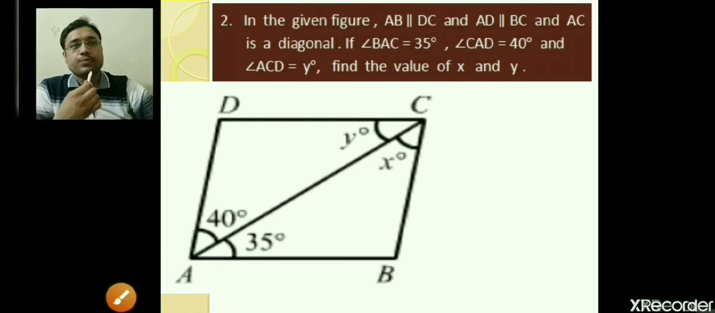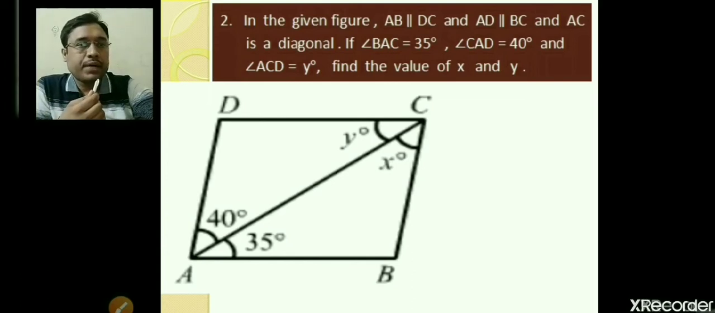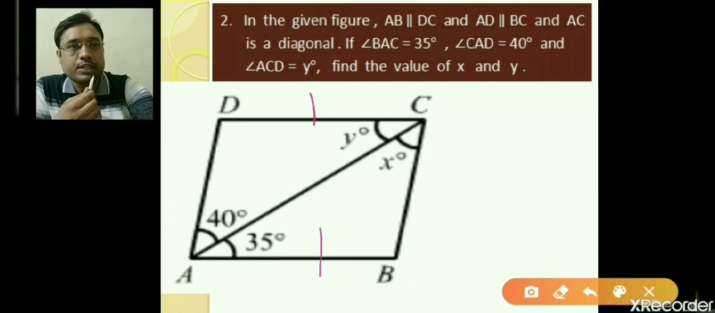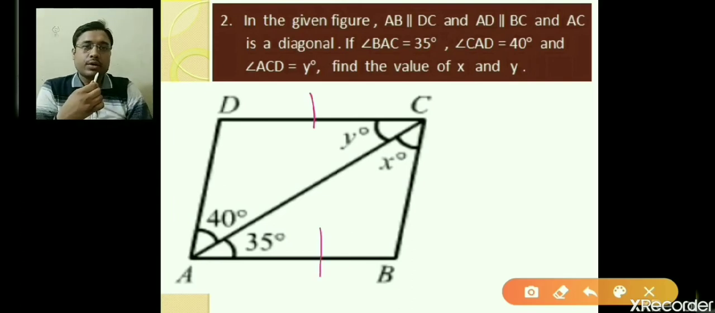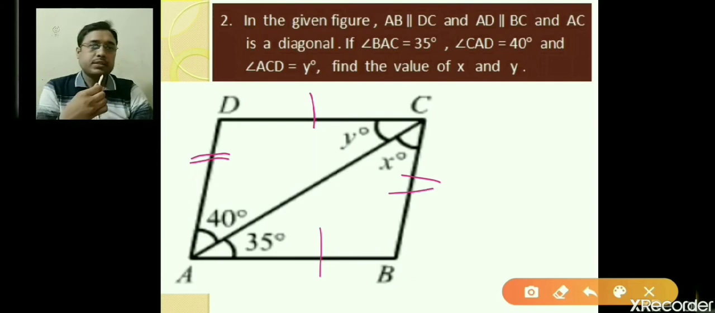Now the second question, where we have to take the help of alternate interior angles. Read the question given here. In the given figure, AB is parallel to DC, that means this line AB is parallel to this line DC. And AD is parallel to BC. That means opposite sides are parallel in the given quadrilateral. And AC is a diagonal.